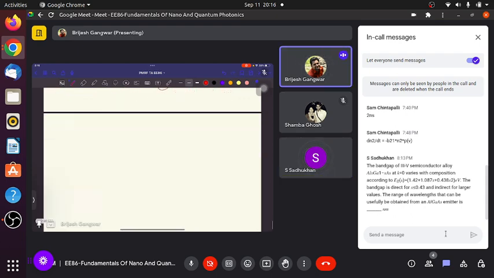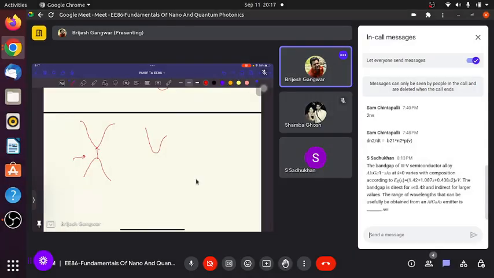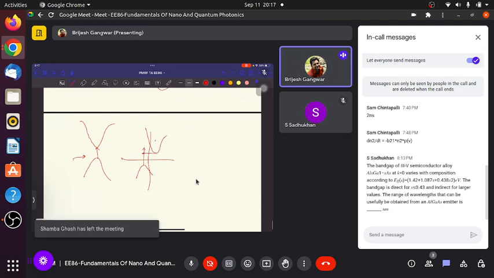See, silicon is also used in photonics, but silicon has an indirect band gap. What is the drawback of the indirect band gap? If your band gap is direct, the electron recombination will give only the photon. But if it is an indirect band gap, then the electrons should go from here to here, so for that you need some momentum mismatch to be compensated, right?